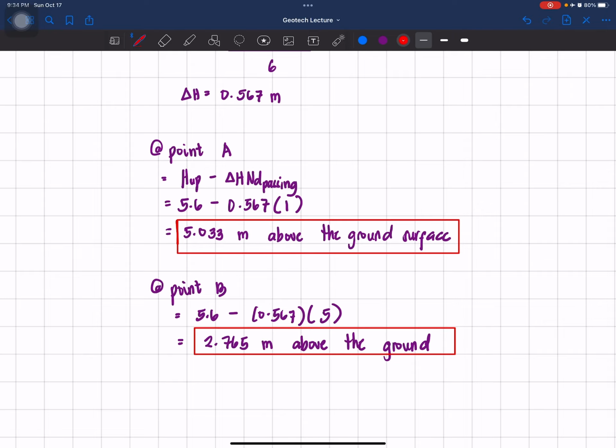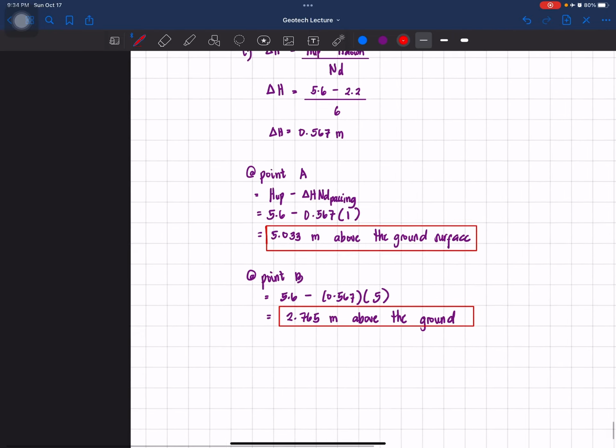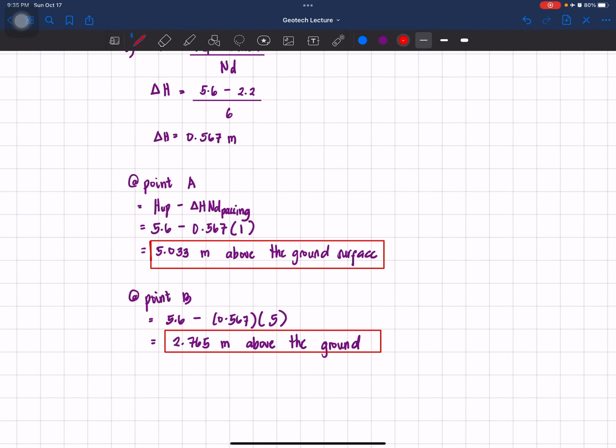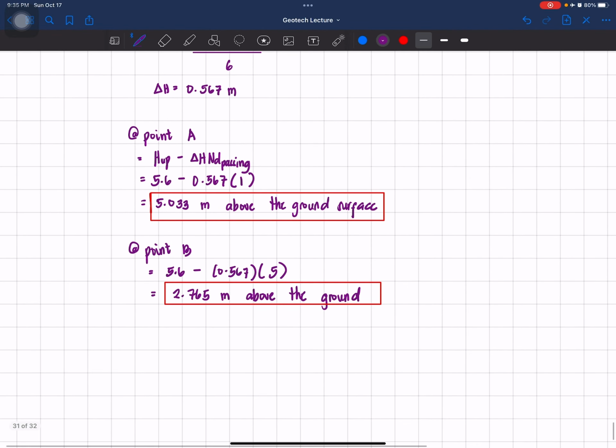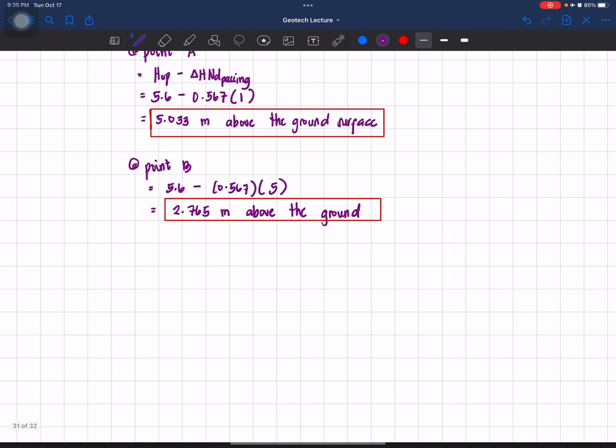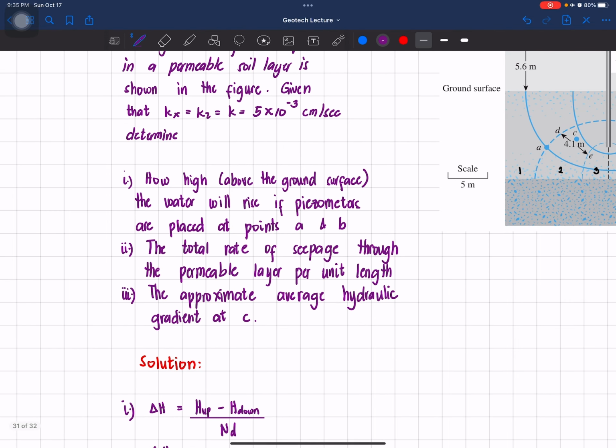Okay. So those are your answers for item number 1. How about sa item number 2? What was the question? Okay. So balikan natin na item number 2. So the total rate of seepage naman daw through the permeable layer per unit length. So how are we going to determine the total seepage? Okay. From the problem.